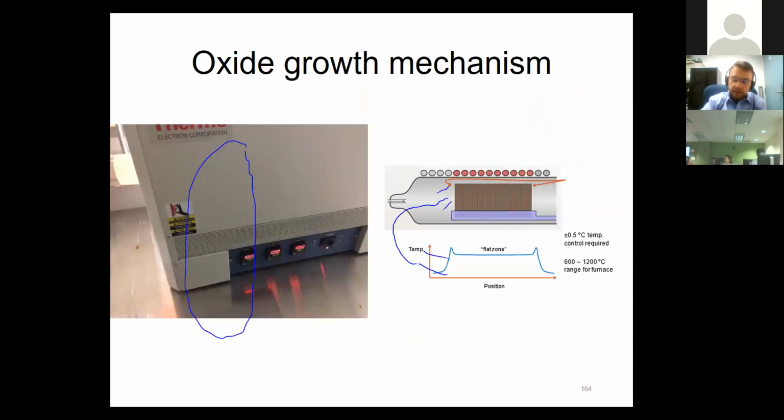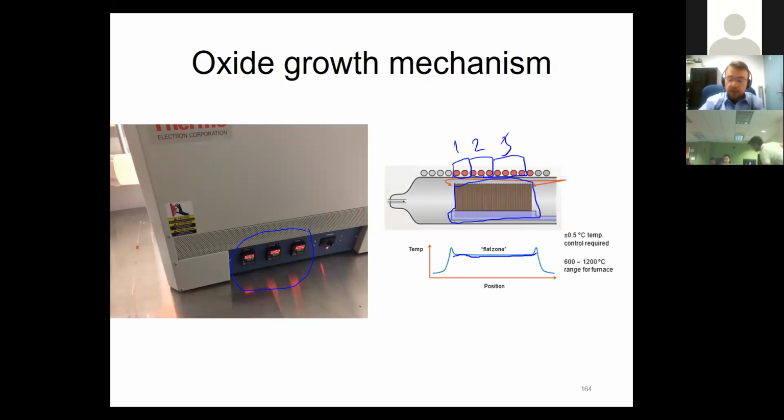And we have 3 zones of our furnace. That means that once we load the samples into the furnace, the furnace tube will be heated by these 3 zone centers. 1, 2, 3. 3 heaters. The main idea is to keep the furnace at almost the same constant temperature as much as possible, because this oxidation will be very closely related to the temperature, okay? So the oxide that we're growing is extremely sensitive to the temperature.